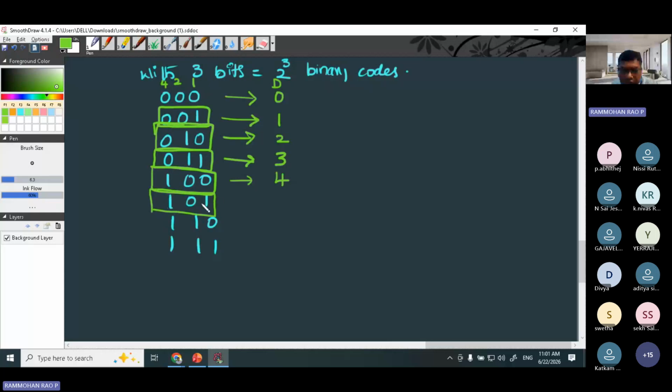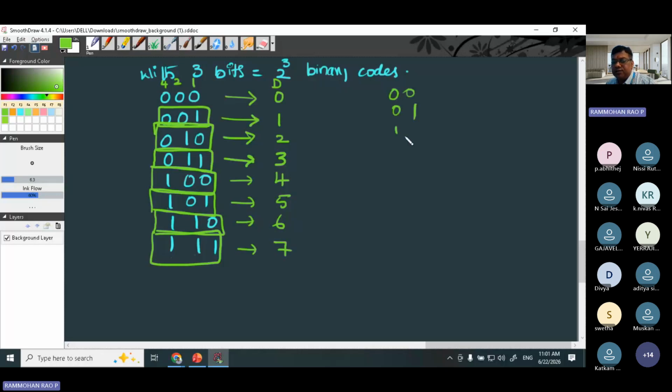This is 4 and 1. 4 plus 1 is 5. This is 4 plus 2. Wherever ones are there, those positions I am adding. Ones are there at 4 and 2. 4 plus 2 is 6. All ones are there: 4 plus 2 plus 1, it is 7. So when we had only 2 bits, it was like this: 0, 1, 2, 3.